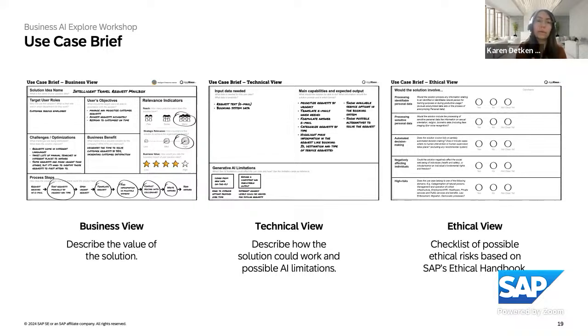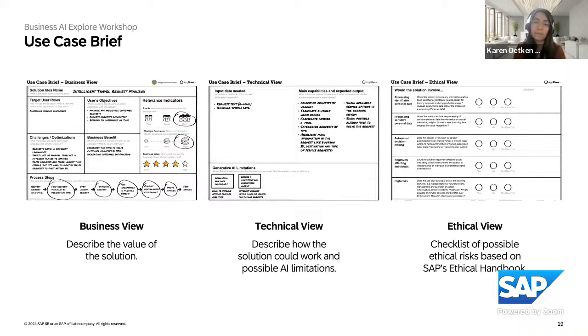Then we have the technical view. In this view, we look at what's the data that you have, what input data is needed, and what output data and capabilities are expected in the solution, and what are the limitations. So what limitations of artificial intelligence are affecting this use case? And for that, we have a set of limitation cards that I will show you as well.